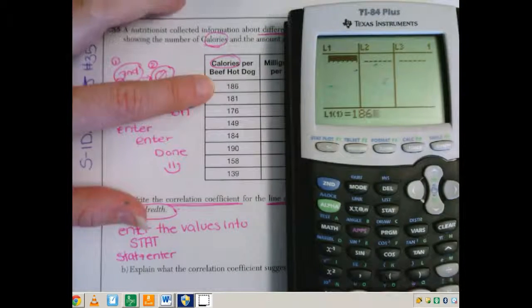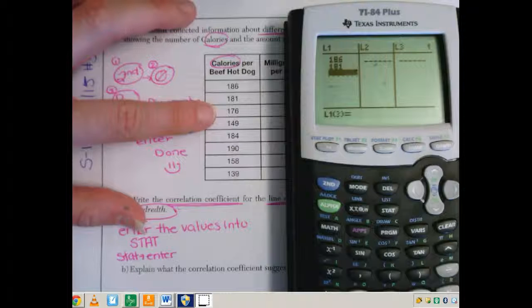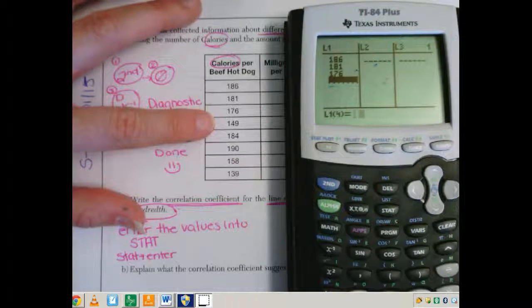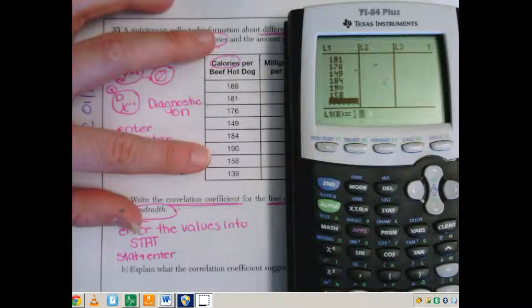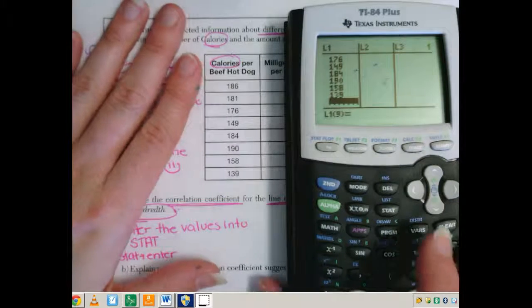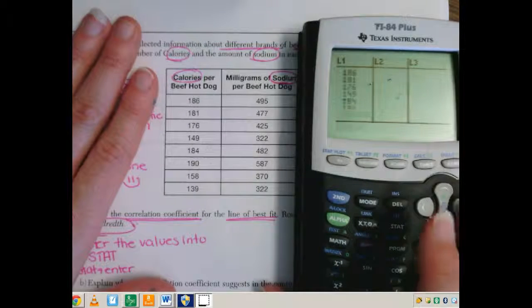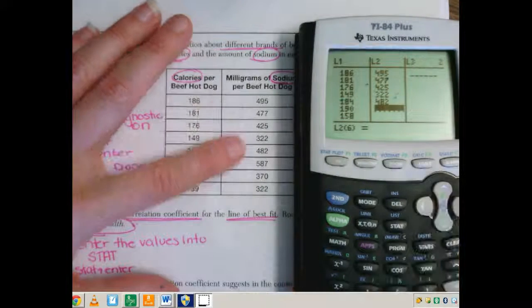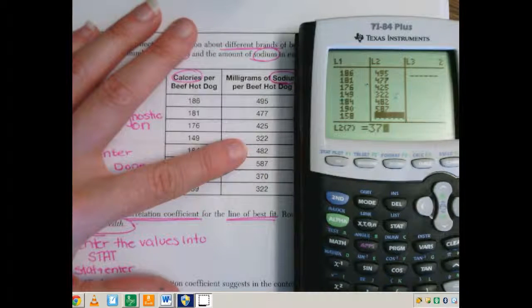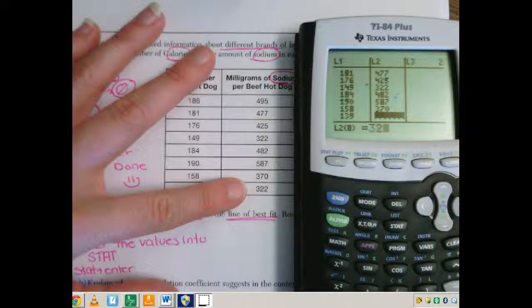So I'm hitting 186, enter. 181, enter. 176, 149, 184, 190, 158, 139. That's the calories I just entered. Now I'm going to go over and I'm going to enter my sodium. 495, 477, 425, 322, 482, oops, I did it, 482, 587, 370, my last one is 322.